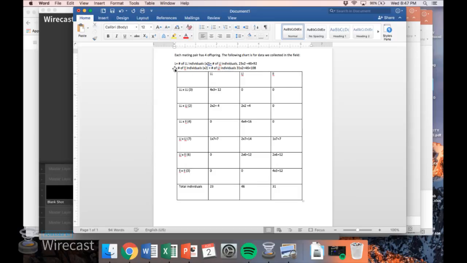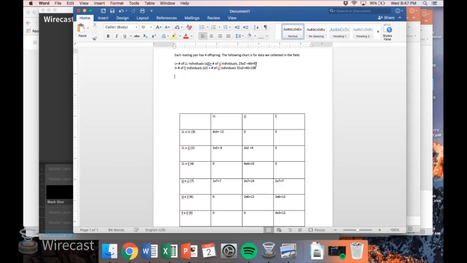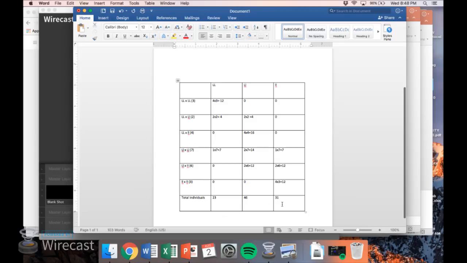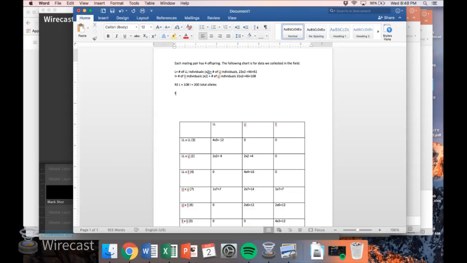So if I wanted to figure out the frequency of little l, that's going to be however many little l alleles we have, which is 108. I'm going to do number of little l alleles divided by total number of alleles, which for us is going to be 108 of those little l's divided by 200, which is going to be 0.54. So that's how you figure out the frequency of an allele if you're using a chart like this.